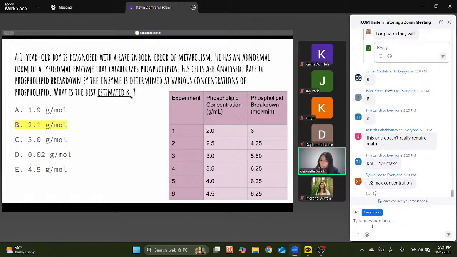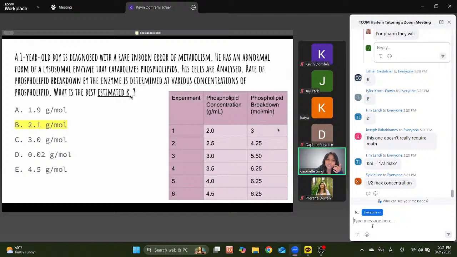We have to find 1/2 of that, which is 3.125, and that is not really on this chart, right? The closest thing to that is 3. So if you look at the Km for the 3, it's 2.0. But what we found for Vmax times 1/2 is 3.125. So we have to go a little bit higher than the Km that's given for 3. So that would be 2.1. I hope that made some sort of sense.